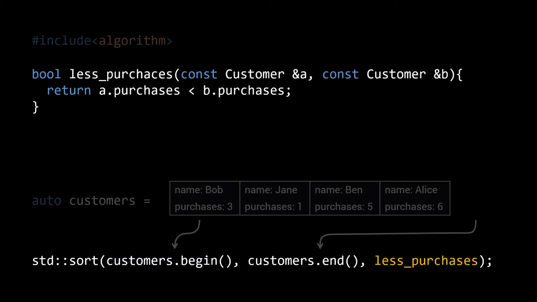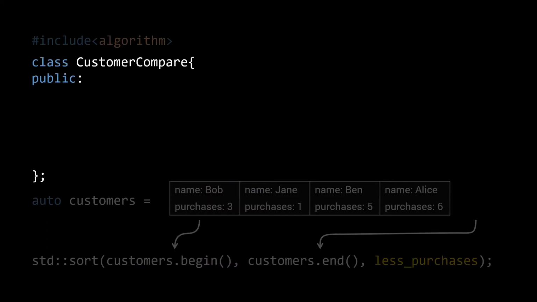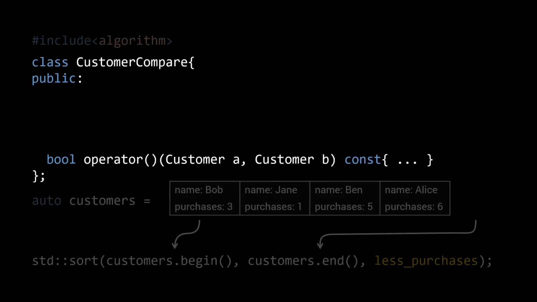If your comparison operator gets a bit more complicated, you might want to consider a so-called functor instead. A functor is nothing more than a class that acts like a function. In other words, it implements a call operator. Here you'd probably want to accept two customers again by reference to const, but because I have limited space on my slides, I'm just accepting them by value here.